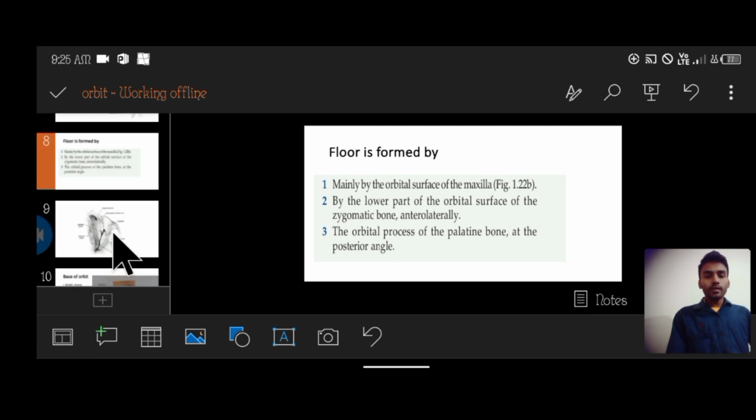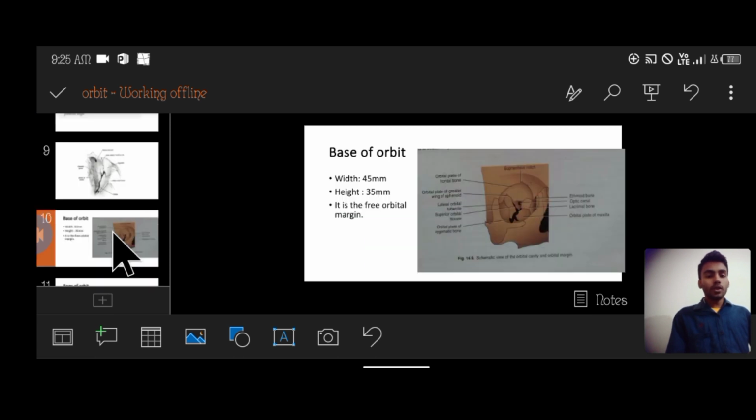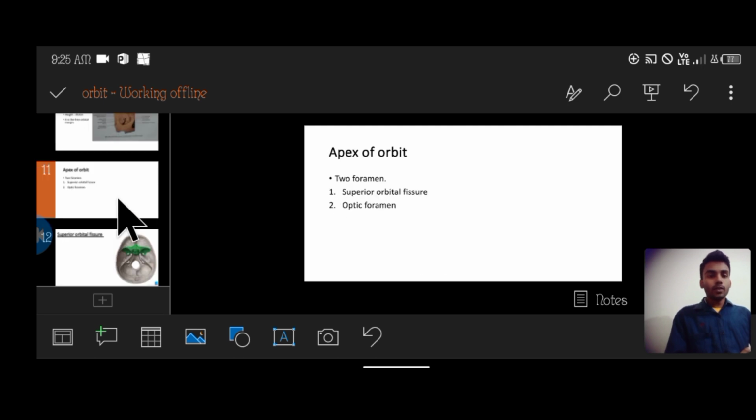Okay, and this is the base of the orbit. In the base of the orbit is the free margin: the superior orbital margin by the frontal bone, the inferior orbital margin, the lateral orbital margin, and this medial orbital margin. Okay, and then the apex of the orbit is the point where the four walls of the orbit converge, and there are two foramina, the first being the superior orbital fissure.